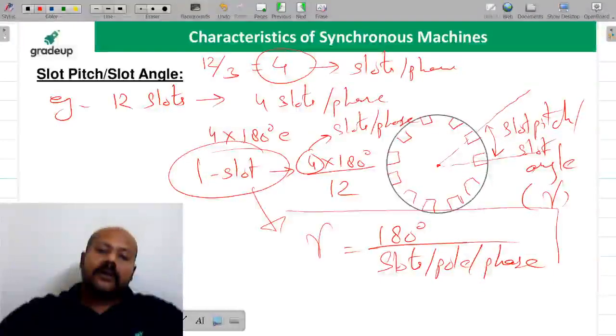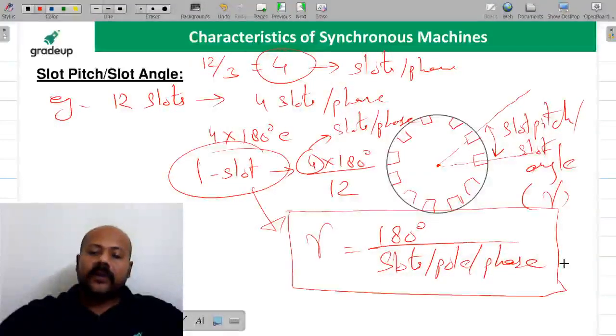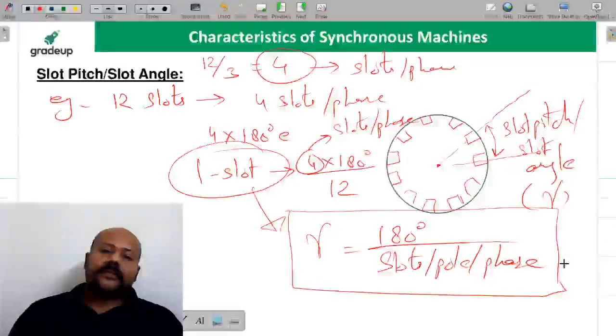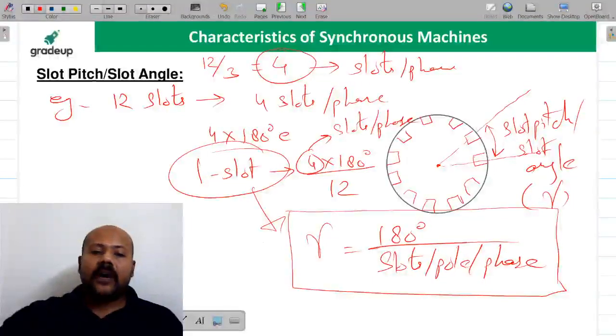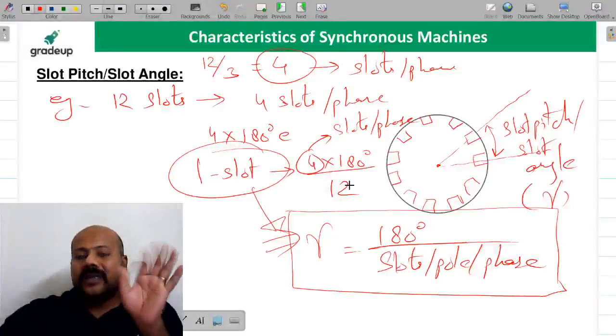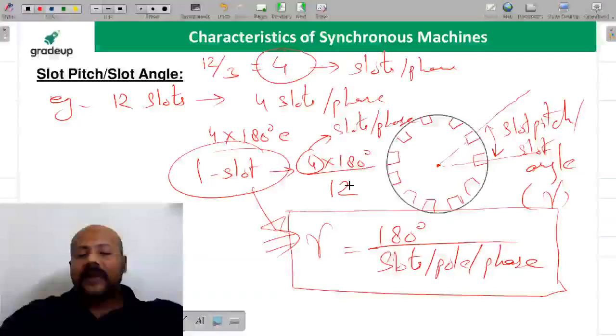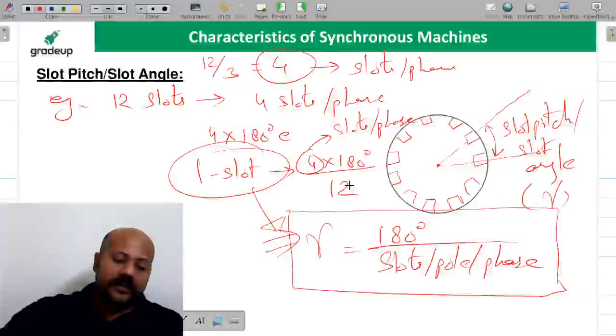Is it clear to all of you? Please tell me quickly. Are you getting this idea or not? Please tell me quickly, are you getting how to derive this formula? If you don't understand this formula, then you are not going to understand the remaining portion.